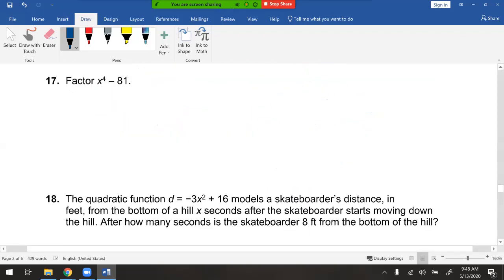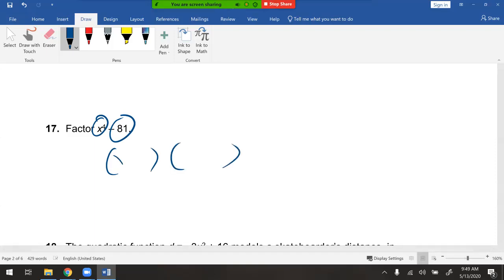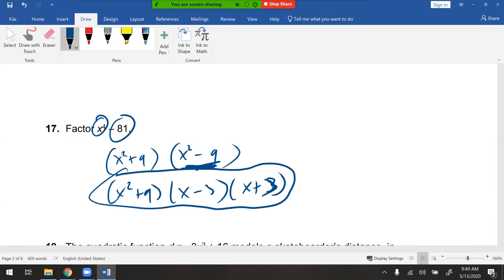Okay, that covers 16. This one here, this one's a little bit different. The reason being is because if we go back to the last couple of chapters, we can square root both of those terms. And since there's a minus in the middle, it splits to a plus and minus. Remember that the square root of x to the fourth is x squared. And the square root of 81 is 9. I can go further with this one because the square root of x squared is x. The square root of 9 is 3. So this one stays the same because there's a plus in the middle. We don't change that. But then this, x minus 3, and then x plus 3 is what it would be. Okay, that covers that one there. 17, done.